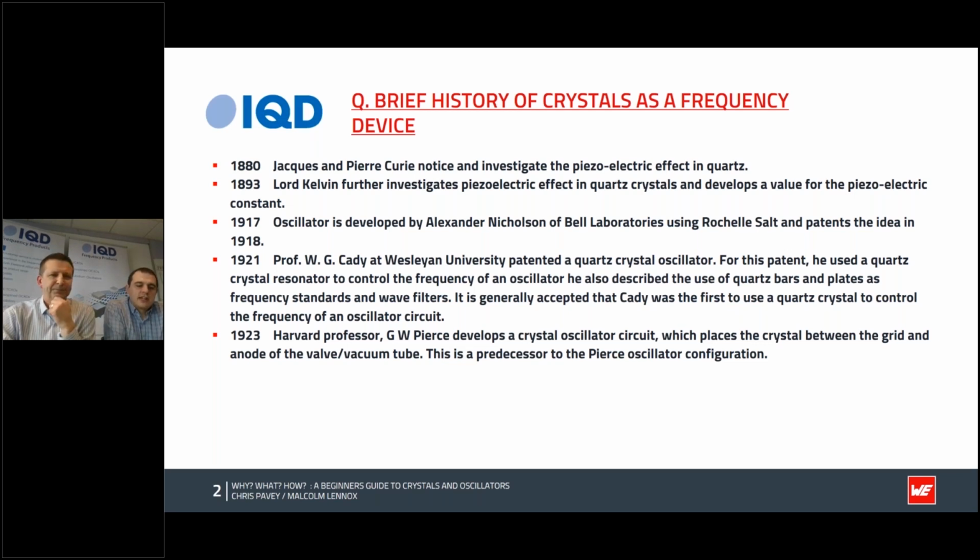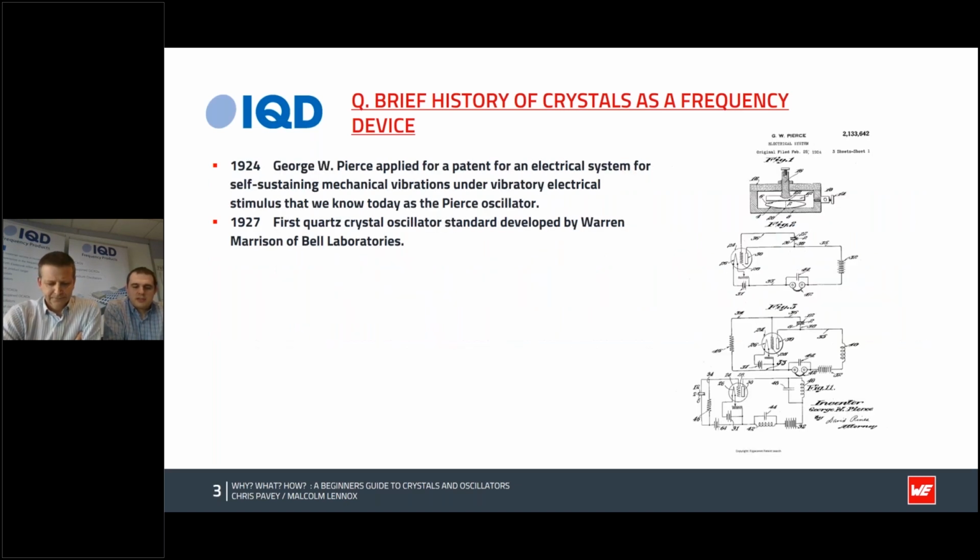In 1880, Jacques and Pierre Curie first noticed and investigated the piezoelectric effect in quartz. As you can see from this timeline, further studies were made into using quartz as a frequency device. But it wasn't until 1924, when George W. Pierce first applied for a patent for an electrical system for a self-sustaining oscillator that we know today as a Pierce oscillator. And in 1927, the first quartz crystal oscillator standard was developed by Warren Marrison of Bell Laboratories.